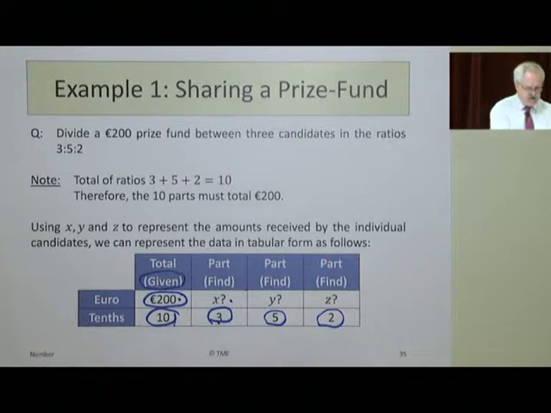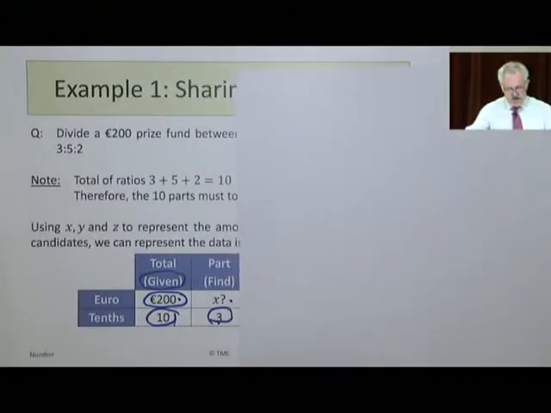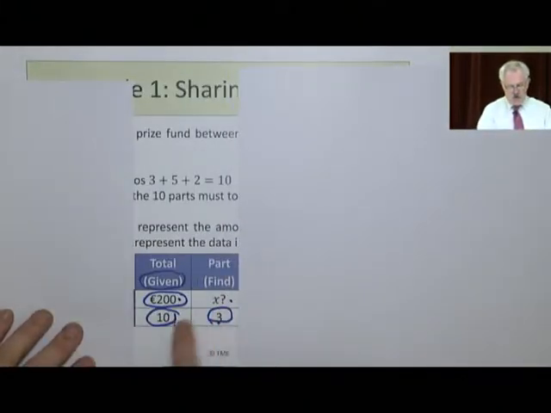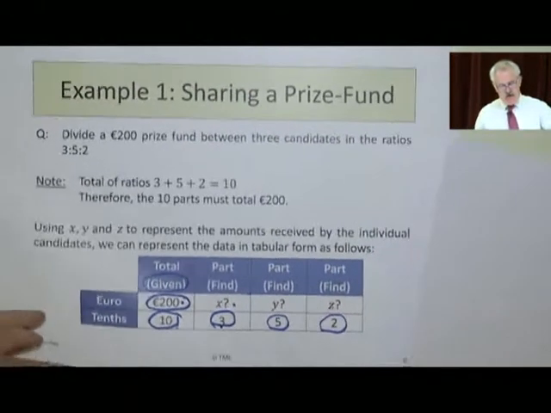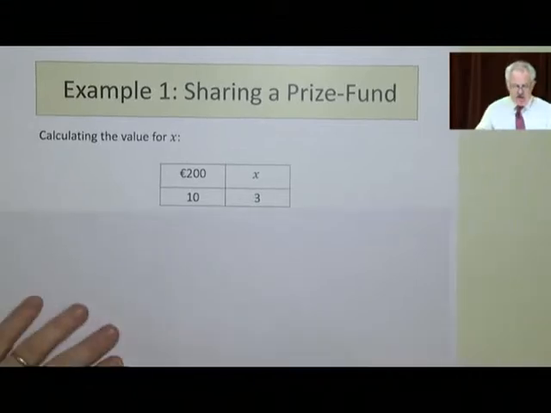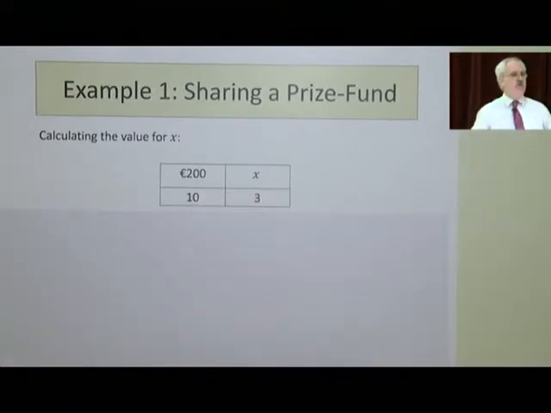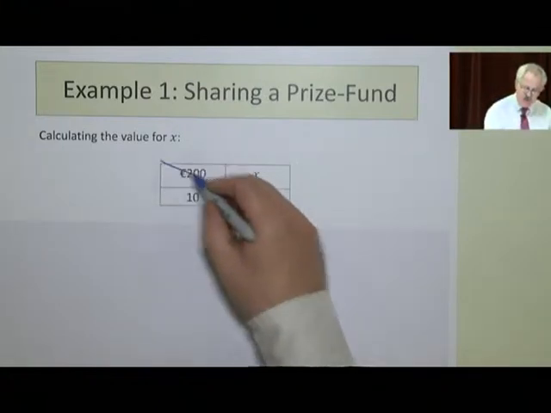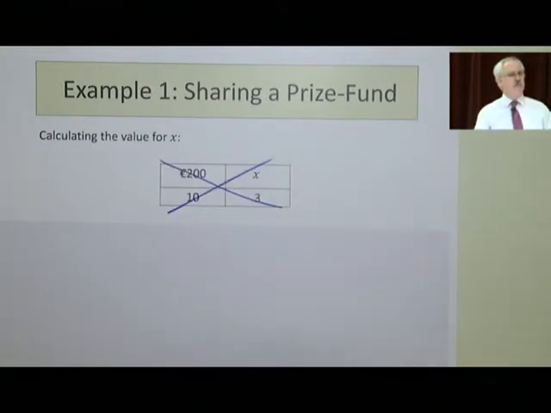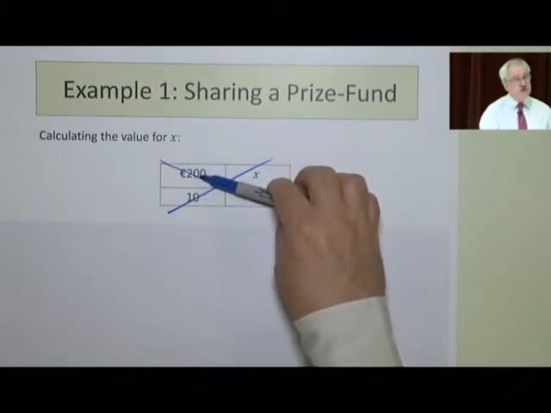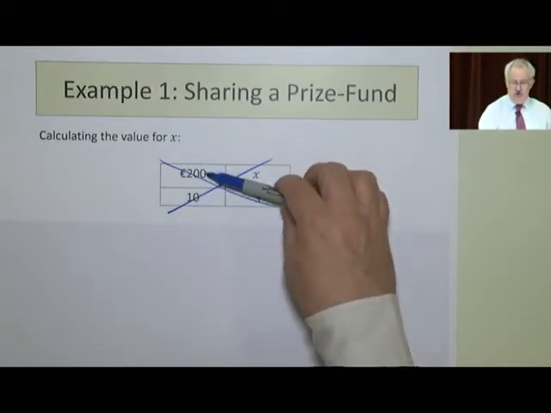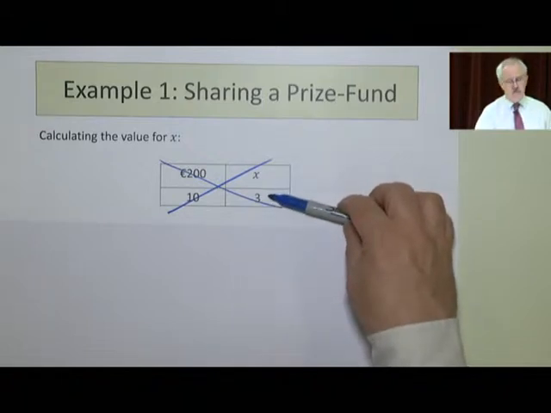So if I just look at this small part of it here, just that grid there, the 200, 10 and 3, I can transfer that to the next page. And I can say, there's the 200, 10 and 3. Now how do I solve it? Well, now it's just crisscross. And I can say, 10 is to 200. 10 parts gives you 200. What would 3 parts give you?